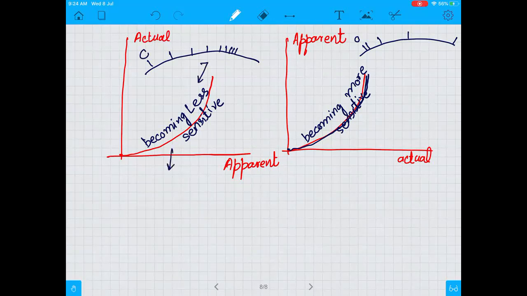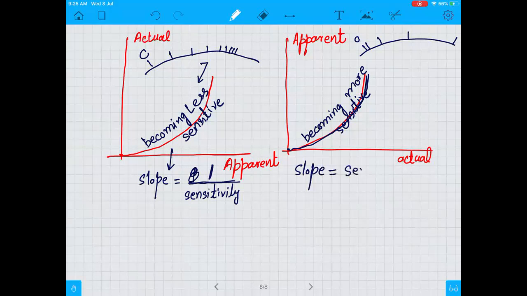For this instrument, the slope or gradient of the graph is 1 over sensitivity. An increase of slope or gradient tells the sensitivity is decreasing. Here the slope or gradient itself is the sensitivity. So this is the difference between the two graphs.